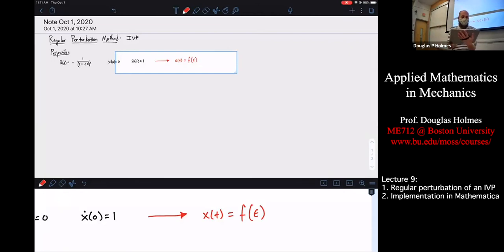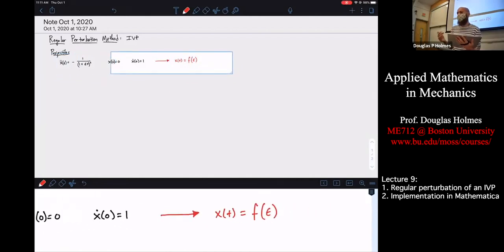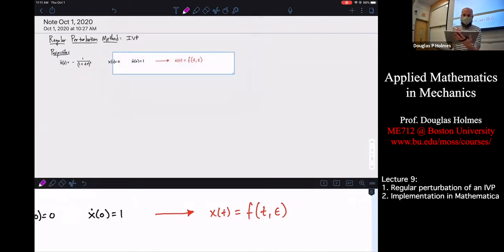Okay, so this is what we want. We have a set of differential equations and initial conditions. We would like to get x as a function of t, which is going to be some function of epsilon. I should be more clear here: it's going to be a function of time and epsilon. Okay. So what we do is we make a guess. We know we want something that's going to be a function of time and epsilon, and so we make a guess.